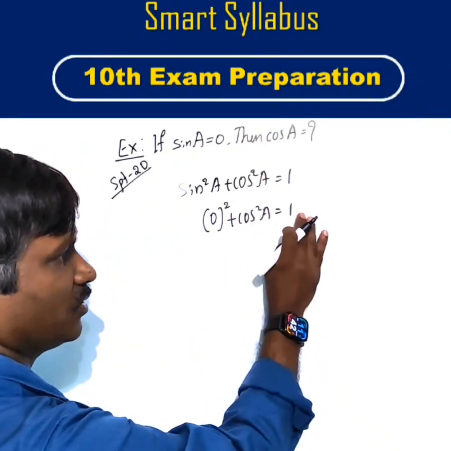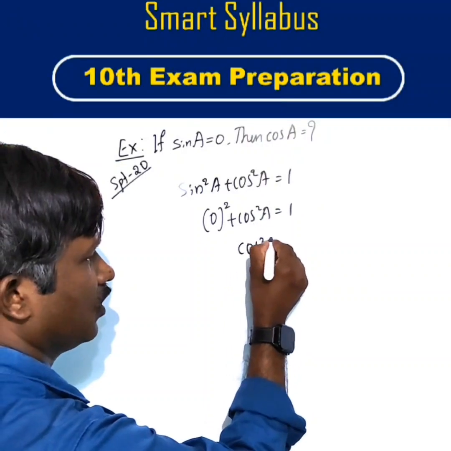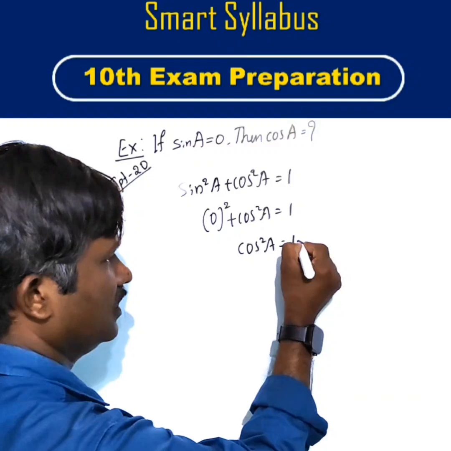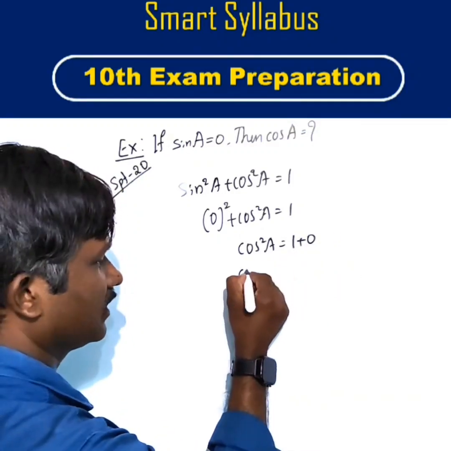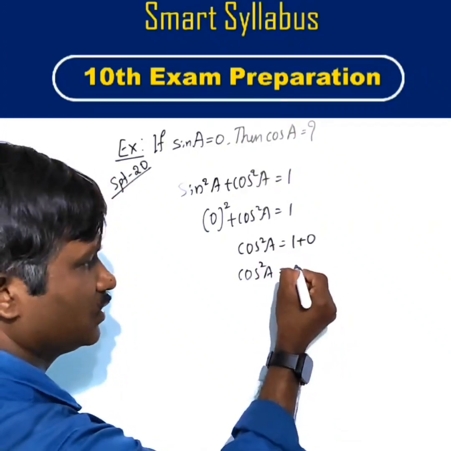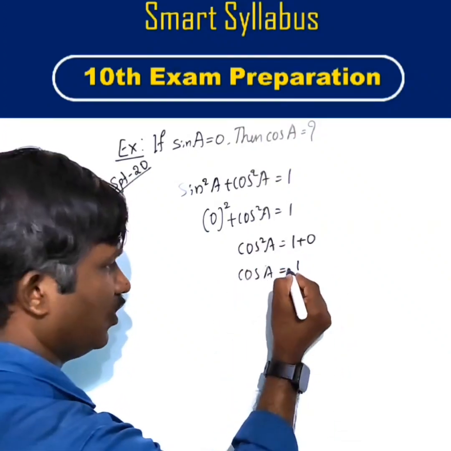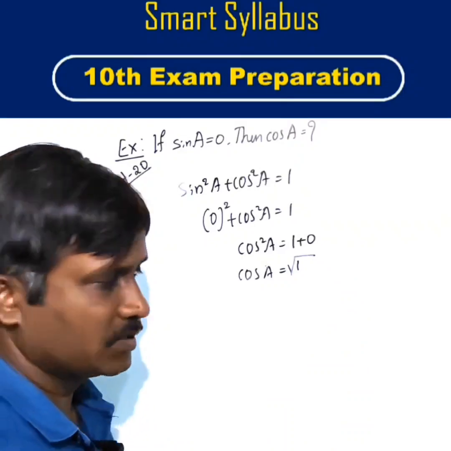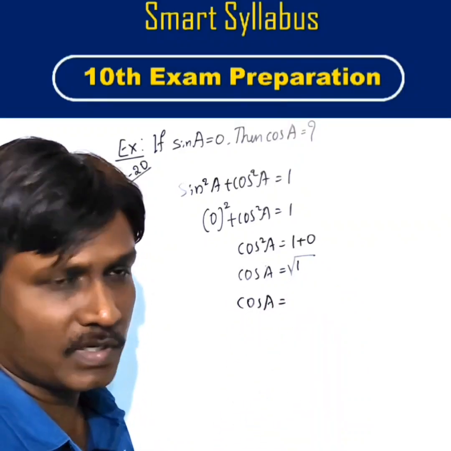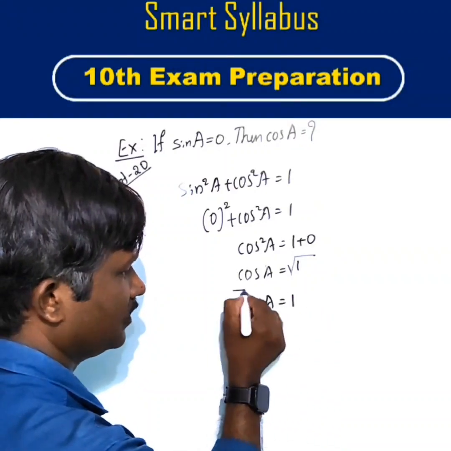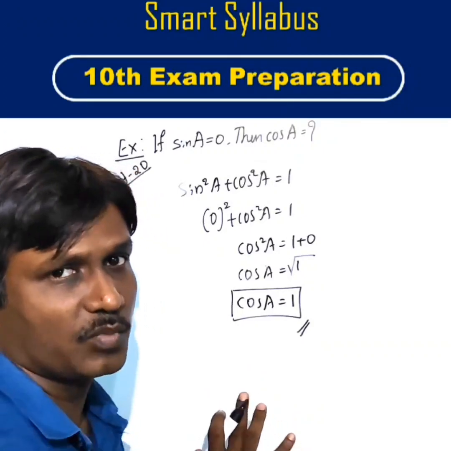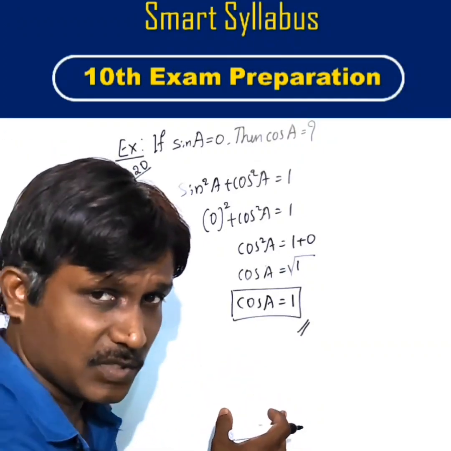Now 0 is 0, send it to the other side, so what will we get? Cos square A is equal to 1 plus 0, and 1 plus 0 is just 1. Just for your understanding, we can write it like this. Now cos square A is equal to 1. Take out the square, and you all know we can write the square root over here. Now cos A is equal to, what's the value of root 1? It's just 1. See, it's a 1 mark, very simple question from the previous year board questions. So it's an easy question, right?